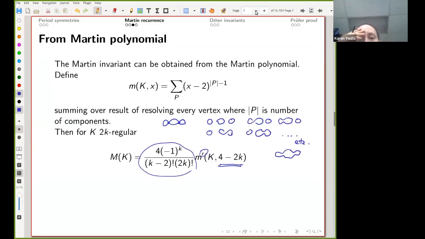Okay, actually, before I move on to diagonal coefficients, are there any questions about the setup so far?